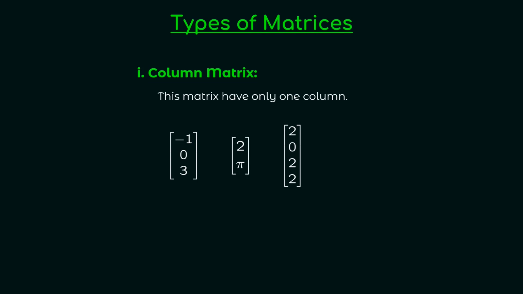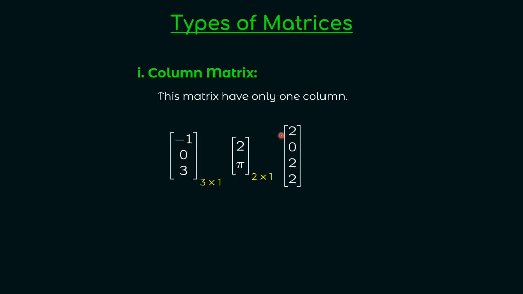Now, what are the orders of these matrices? The first matrix has 3 rows and 1 column, right? The order is nothing but number of rows by number of columns. So the order of this is 3 by 1. And the second matrix has 2 rows and 1 column. So the order is 2 by 1, right? Number of rows by number of columns.